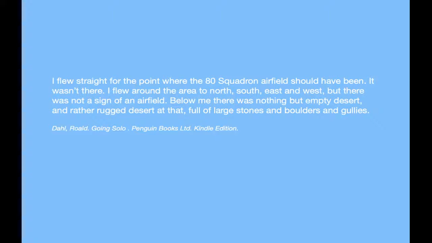So here we have Roald Dahl flying over the desert. "I flew straight for the point where the 80 Squadron airfield should have been. It wasn't there. I flew around the area to north, south, east and west, but there was not a sign of an airfield. Below me there was nothing but empty desert, and rather rugged desert at that, full of large stones and boulders and gullies."